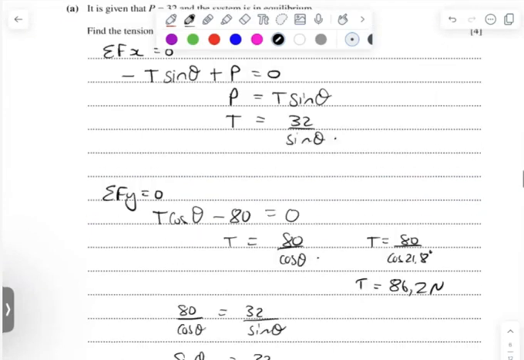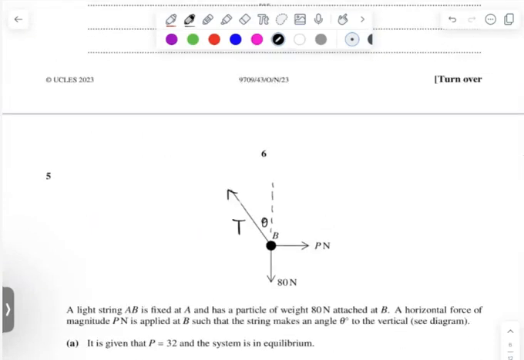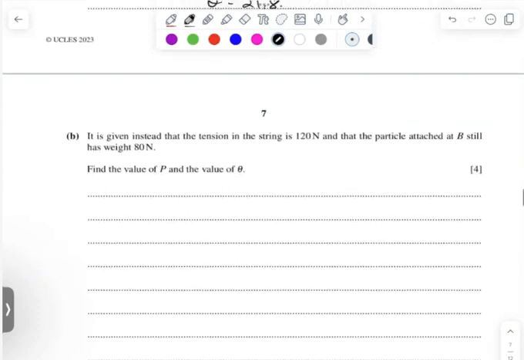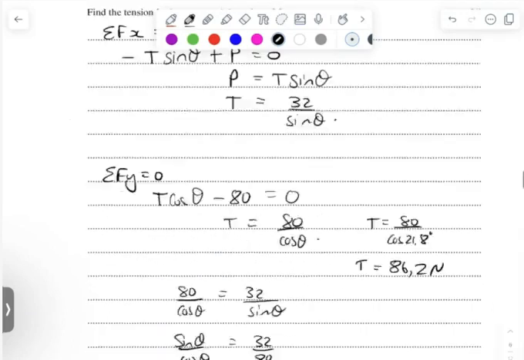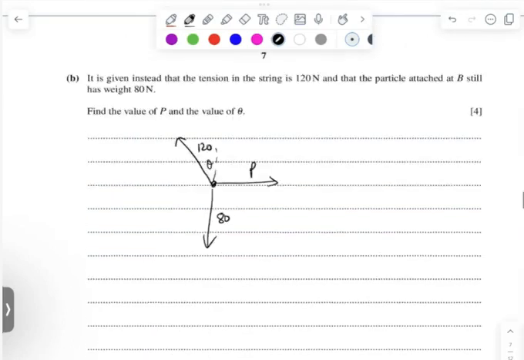Okay. All right, now part B. Just the way that they set up the question kind of does make me wonder about part B, where I'm probably going to have to work out theta. Okay, it is given instead that the tension in the string is 120 and that the particle attached to B still has a weight. Okay, so now I know that this is 120. That's still theta. We don't know P now, and that's 80. So just redraw your diagram with what you do know now. Find the value of P and theta.